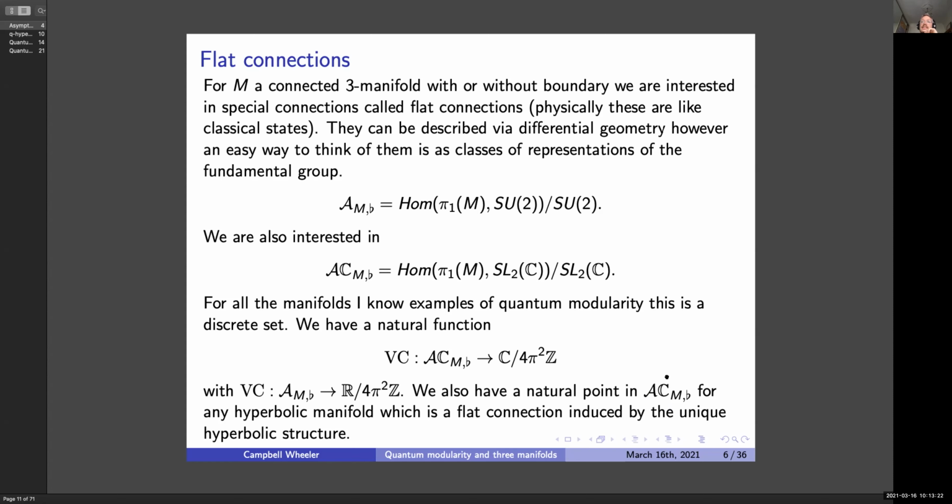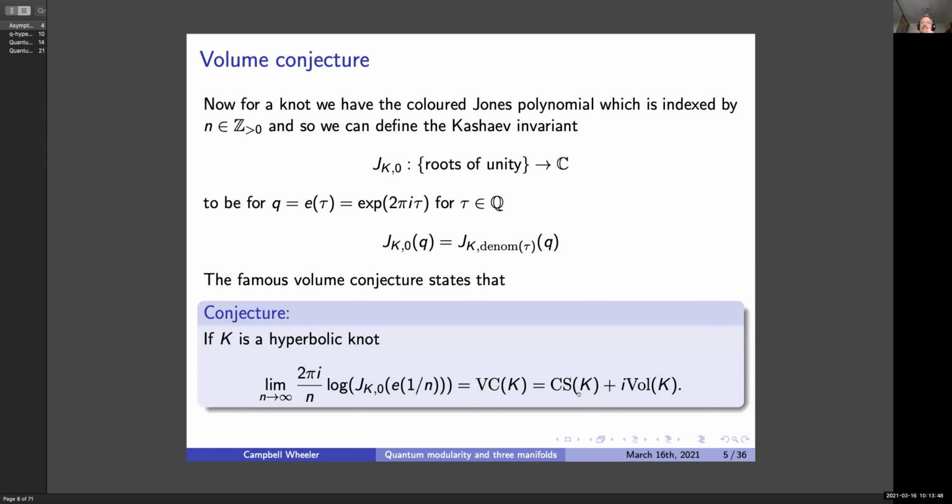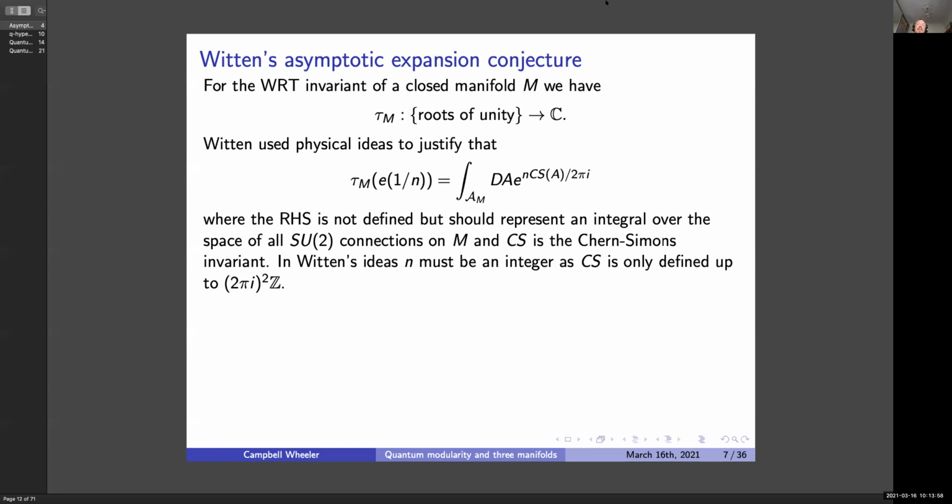Okay, and so in the complex character variety, for SL2C connections, there is this natural point in this set that is induced by the hyperbolic structure of the underlying manifold. Each manifold has a unique hyperbolic structure, and this comes along with a flat connection. And so this is how it relates back to the volume conjecture, because here we're seeing one particular flat connection.